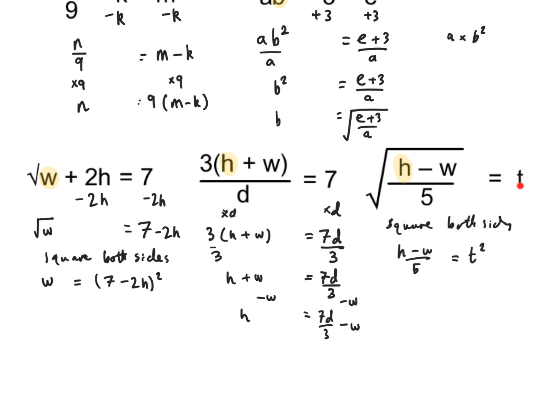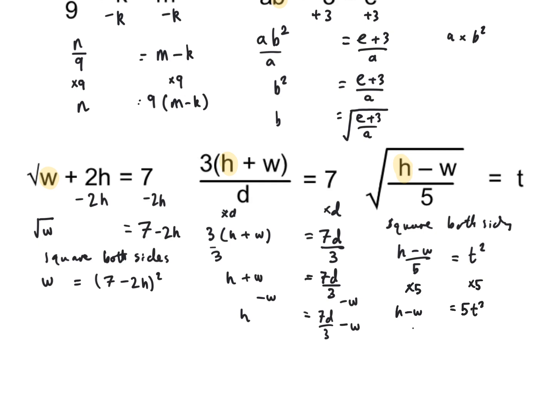Now it's important to note if this t here was a number, say that was 4, rather than writing 4 squared, we'd be expected to write 16 there. Again, it's all about keeping things in their simplest form. We've got h on top of the fraction, so we need to deal with that over 5. So to get rid of that division, we're going to use multiplication. So that's going to give us h minus w equals 5 lots of t squared.